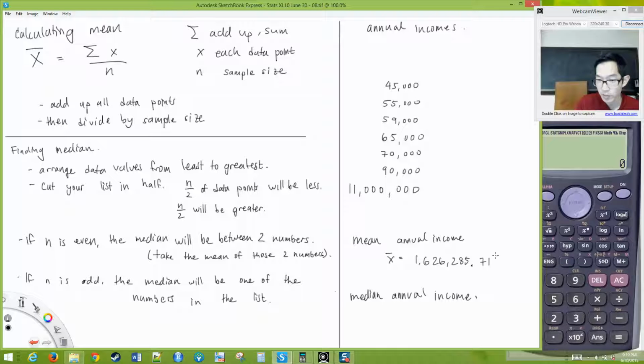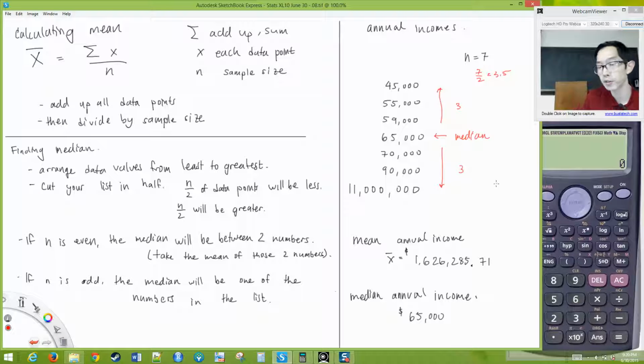$1,626,285.71, right? Is that what we got? Something like that? Good. Okay, and the median would be what? 65,000, right? Because we have 7 numbers, n is equal to 7, and so 7 over 2 is 3.5. So we count and we go 1, 2, 3, and then if we pick 65,000, we have 3 that are lower and 3 that are higher. Okay, so this is our median.